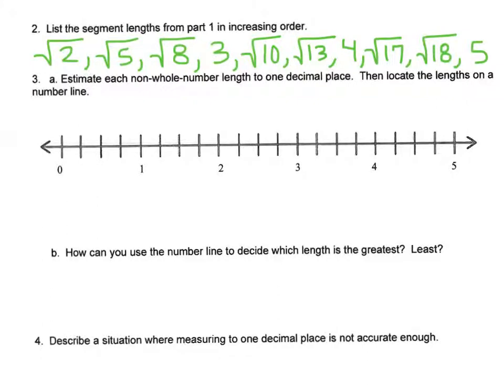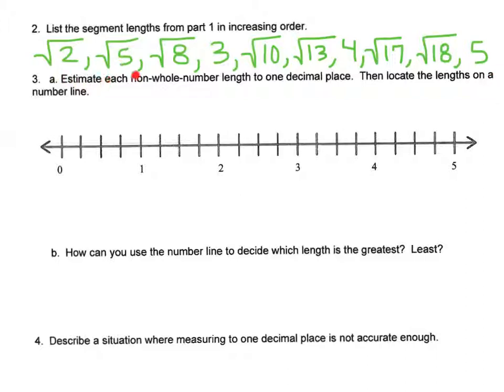The instructions for Part 3A say, estimate each non-whole number length to one decimal place. Then locate the lengths on a number line. If we look up at number 2, most of our segment lengths are non-whole numbers. The only whole number lengths we have are 3, 4, and 5.